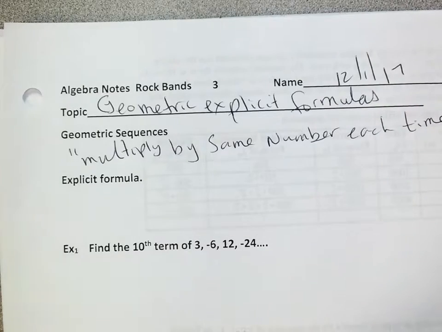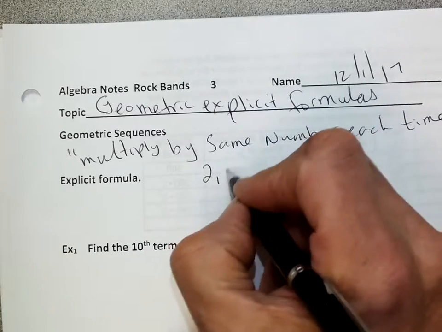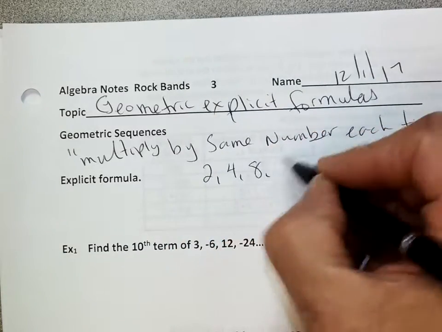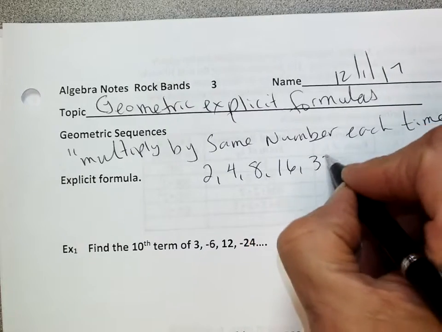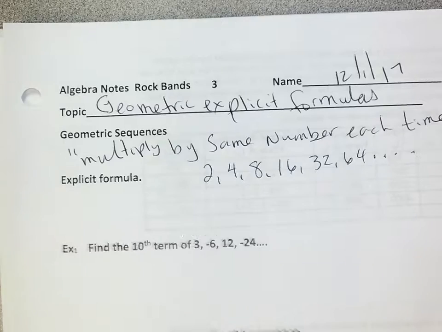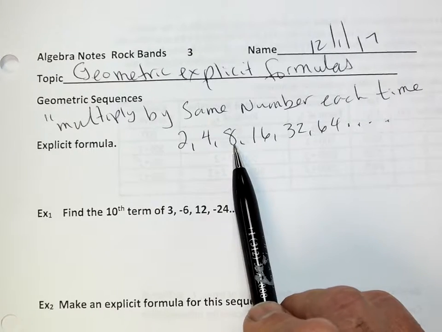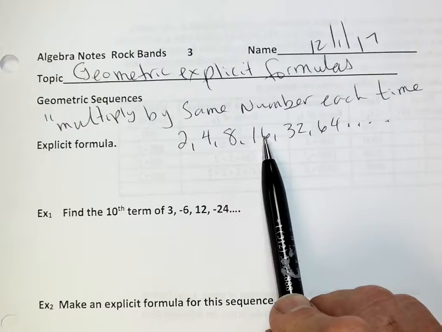The one that's easiest to know is, let's take 2, 4, 8, 16, 32, 64, and so on. That's probably the easiest one to start with because we know that we're just multiplying by 2. You guys agree? 2 times 2 is 4, 4 times 2 is 8, 8 times 2 is 16, and so forth and so on, okay?